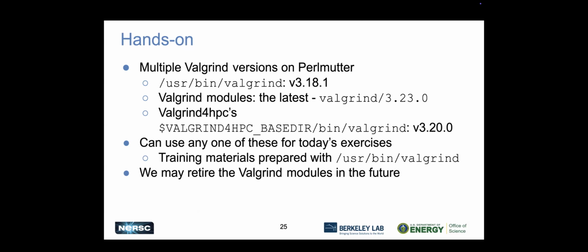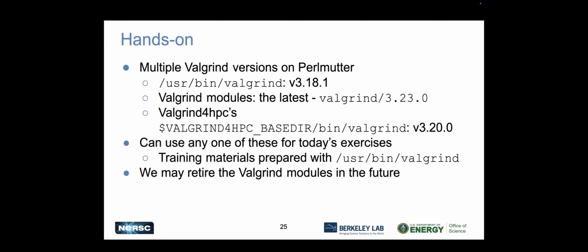So for the hands-on session, there are multiple Valgrind versions on Perlmutter. The system provided Valgrind has version 3.18.1. Also, we have a Valgrind module; the latest one is 3.23.0. And Valgrind for HPC comes with its own Valgrind as well.